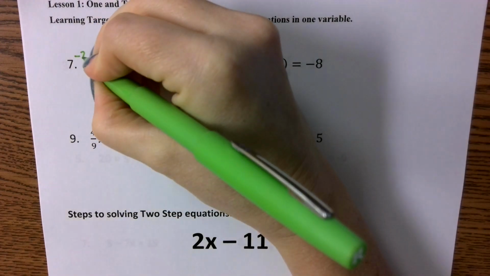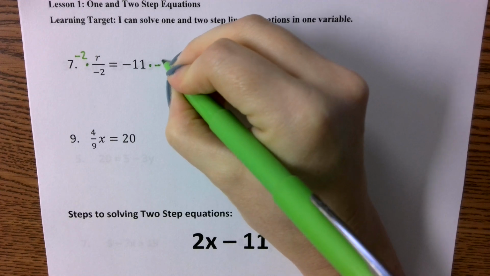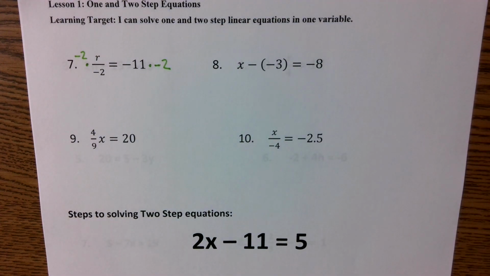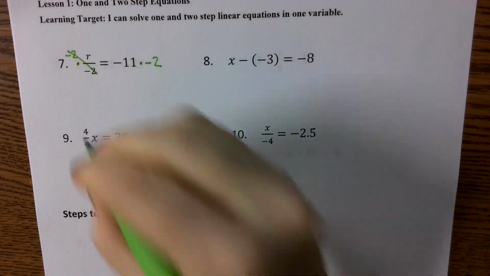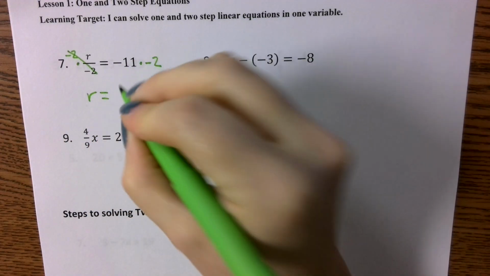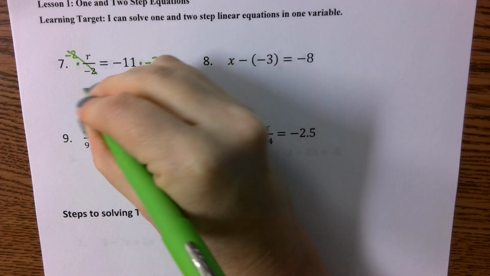And whatever we do to one side, we have to make sure that we're doing it to the other side as well. So we have to multiply both sides by -2. The -2's will simplify to a +1 for the coefficient. So you all should have gotten that r was equal to 22.